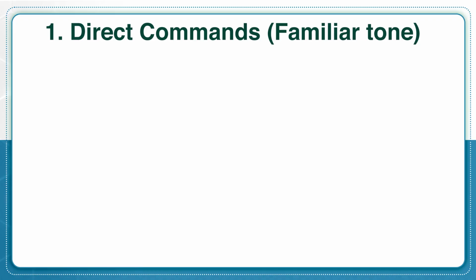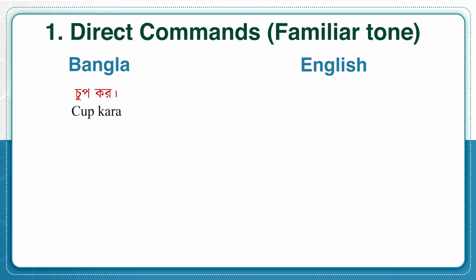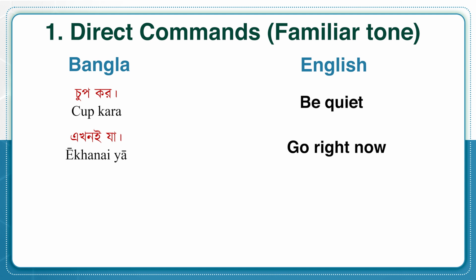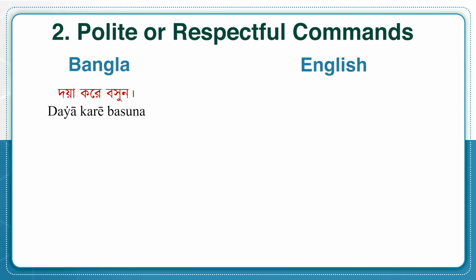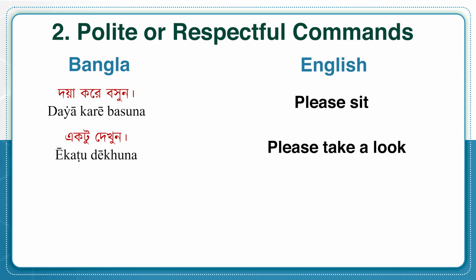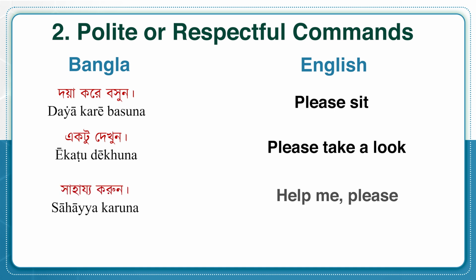The first is direct command in familiar tone, usually used with closer friends, younger people or in casual settings. Chup kor means be quiet. Ekhoni ja means go right now. Boita de means give the book. Second one is polite or respectful commands, used with elders, strangers, or when you want to be respectful. We'll see the examples. First, দয়া করে বসুন means please sit. একটু দেখুন means please take a look. সাহায্য করুন means help me please.